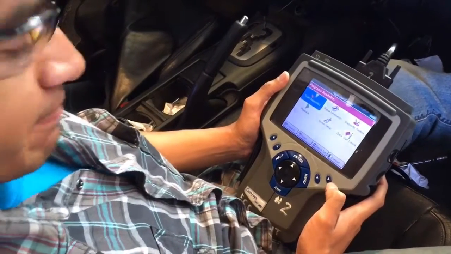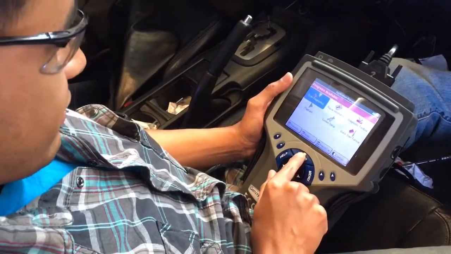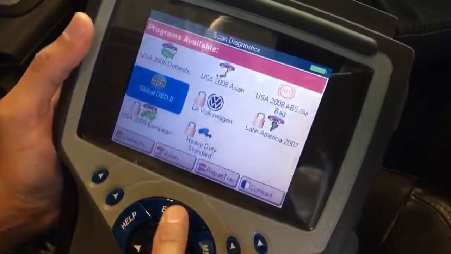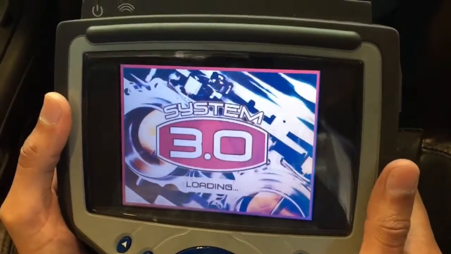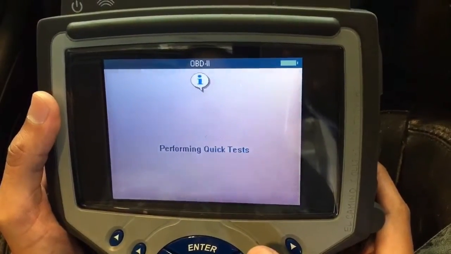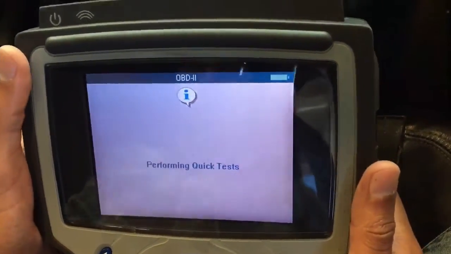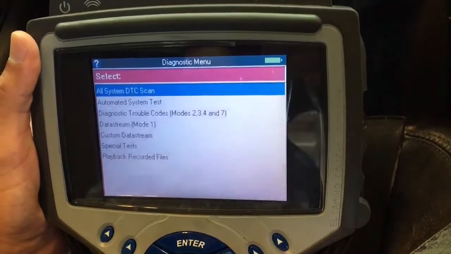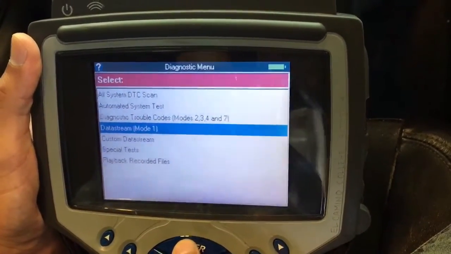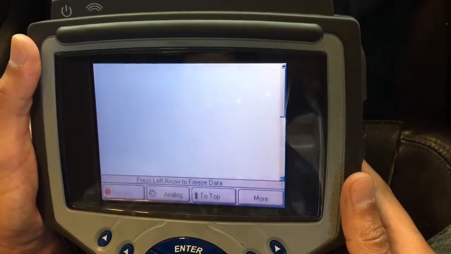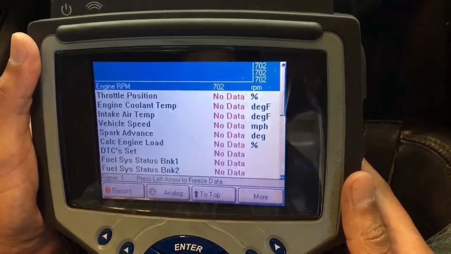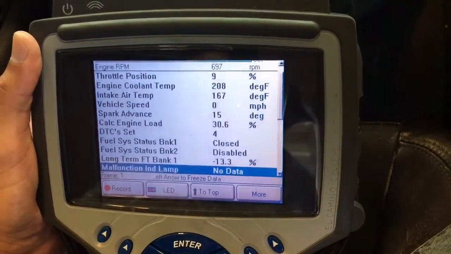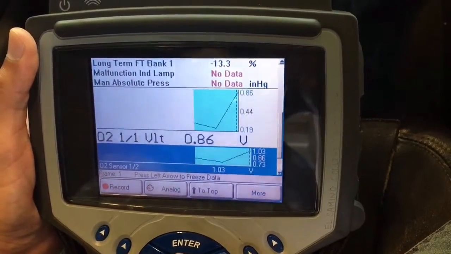We're going to read the upstream. So we're going to go to scan diagnostic. For this vehicle, we're going to go to global OBD2. Remember, the vehicle has to be on for this to function. Okay, so now we're going to head over to data stream mode 1. This has to load. There you go. And we're looking for our oxygen sensors.